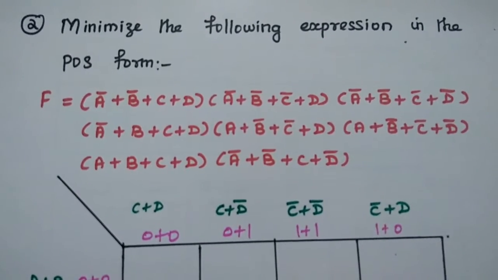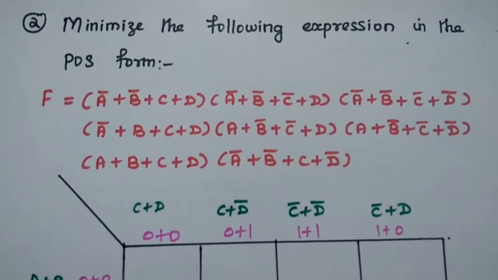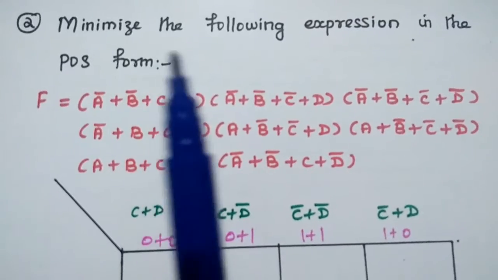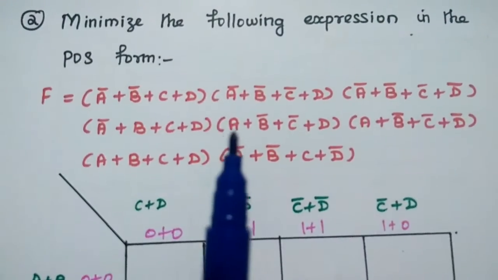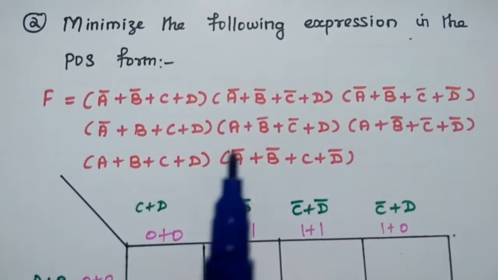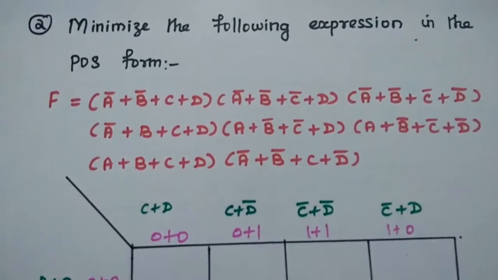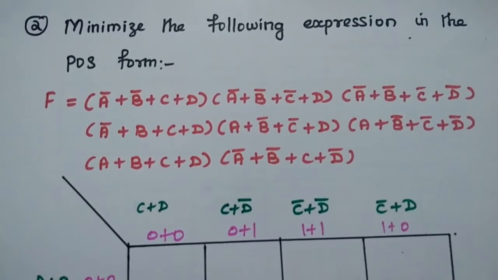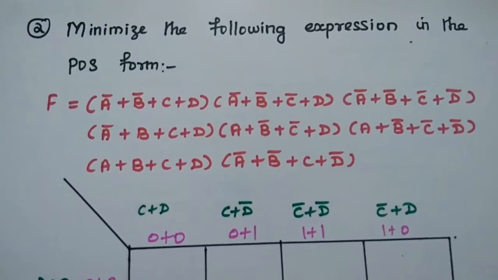The next problem is to minimize the following expression in the product of sum form. So product of sum means what? It is max terms. Okay. So here the given expression is too lengthy and complex. We are going to minimize this Boolean expression using K-map. So what is the first step? The first step is to plot the K-map, based on the number of variables used in the given expression.